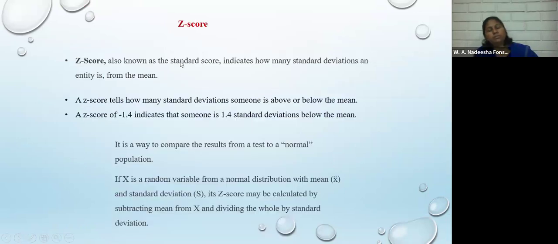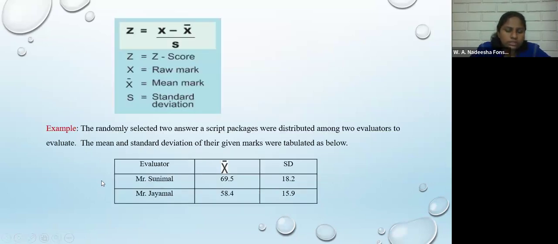Then, based on the standard normal curve, we define the Z score. I told you, that is not the Z score in A levels. This is the standardized score, called Z score. It is for the normal population. This is the important equation: Z equals X minus X bar divided by S. X is the score, X bar is the mean mark, S is the standard deviation.